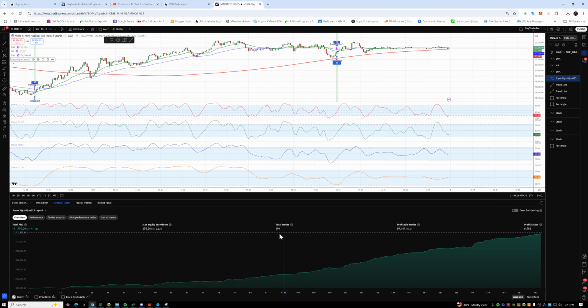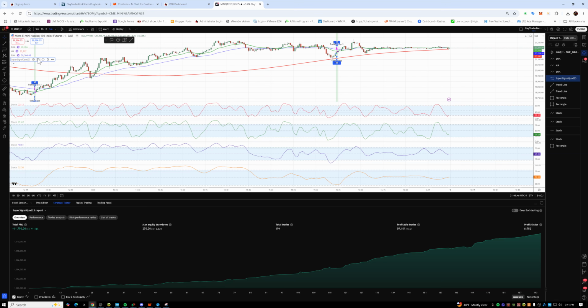Not bad. 194 trades, only 295 equity drawdown. $11,000 profit, maybe. Well, you're going to mess with that. You're going to give me your feedback and let me know what you think of that. That's on the TradingView platform. You have the long and short one.